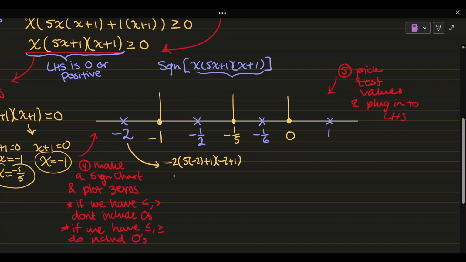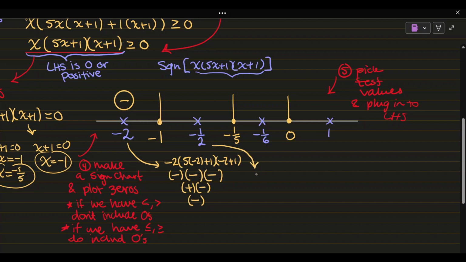So negative 2 gives me a negative, so I have a negative outside. Negative 2 times 5 is negative 10, plus 1 is still negative. And then negative 2 plus 1 is negative 1, so it's also a negative. Two negatives make a positive, and then I have that times a negative. So overall I have a negative. So on this side, my product here is negative. My left-hand side is negative.